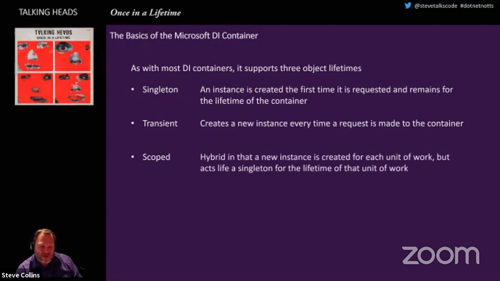Then scoped. Scope sits in the halfway house between the two, in that when a scope starts and a request is made, it's a bit like a transient. It'll go and create a new instance, but it's a bit like a singleton in that rather than disappearing when you finish with it, it will hang around for the length of your scope. I'll come on to it in a minute, but the typical analogy is in ASP.NET Core, a scope is created for you when the request comes in. Anything that's registered as scoped will live for the lifetime of that request, going through the whole lifetime of the request, and then disappears when the response goes out the other side.